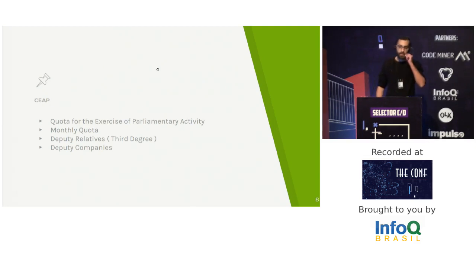So, for example, let's say that they need to buy an air conditioner for his office, or let's say that he needs to go back to his state to some reunion, or anything related to his work, he can use the CEAP money to ask for a refund. So that's what CEAP means, and it's a monthly quota. Every month, every deputy in the Chamber of Deputies has some amount of money to spend with his or her work.